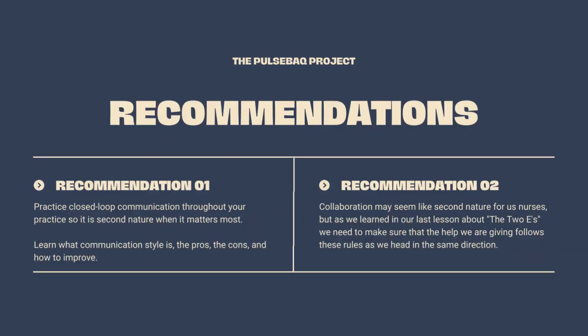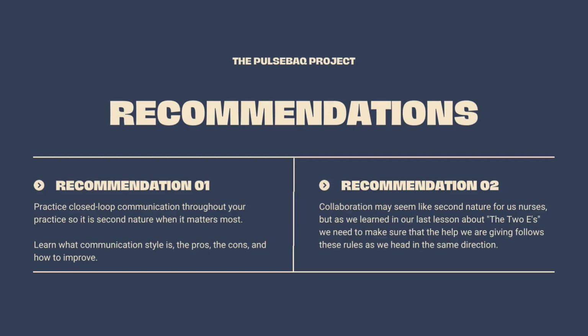I have 2 recommendations, especially for the communication and collaboration, and that is to practice that closed loop communication so that it becomes second nature, and figure out what type of communication style is best for you, the pros, the cons, how to improve it, how it works with the other communication styles that may be out there. And you can find a multitude of different people through Google or whatever that tell you about communication styles, and they're all going to be relatively the same no matter what you call them.